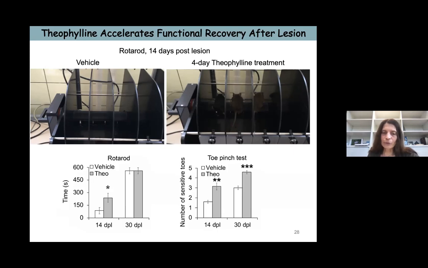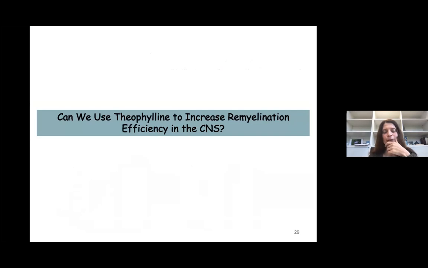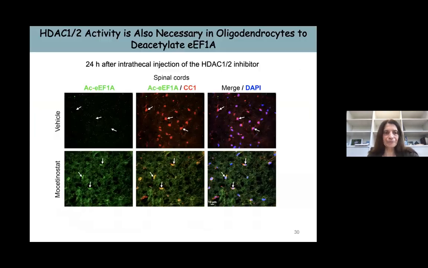So that was great. We were very happy. And then we were wondering next, could we use theophylline to increase remyelination efficiency in the central nervous system? To answer this question, first we checked whether HDAC1/2 were also controlling the deacetylation of TFIA in the central nervous system.